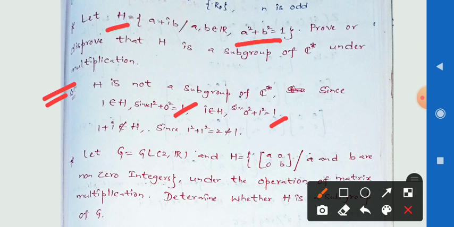1 belongs to H and i belongs to H, and I am doing addition. We get 1 plus i. 1 plus i does not belong to H. Why? Because here the value of a is 1 and the multiple of i value is also 1. Here 1 square plus 1 square is equal to 2. The 2 is not equal to 1, so this H is not a subgroup.